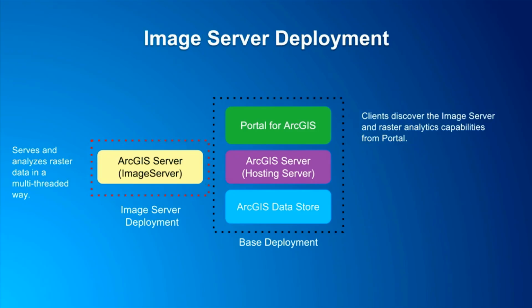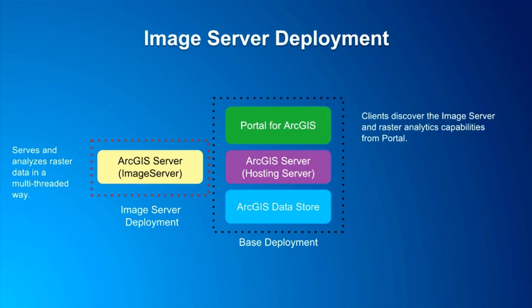The image server deployment, we've obviously had the image server for a while. It serves and analyzes raster data in a multi-threaded way. You probably heard that at 10.5, we added raster analytics. Raster analytics does let you do that multi-threaded analysis on rasters. It can break up your data into pieces and have a bunch of workers work at the same time on that data. It's very exciting. And of course, it's going to work with your base deployment.